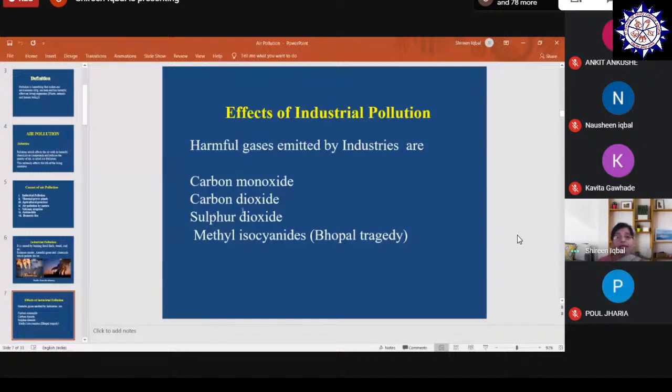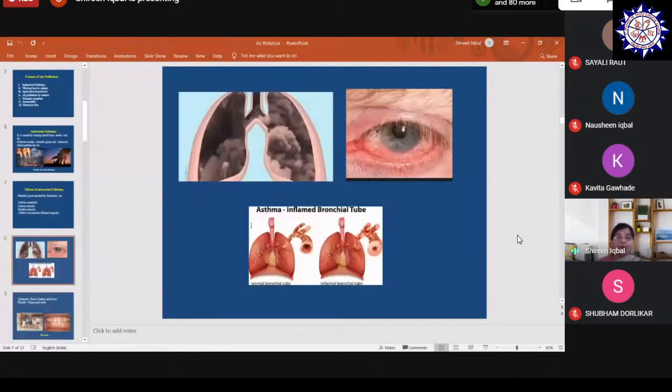Carbon monoxide, carbon dioxide, and sulfur dioxide. These are the poisonous gases which are emitted by the industries. So these gases accumulate in the lungs and completely block the respiratory tract, and the person is not able to breathe properly. Okay, and here in the second picture, it also affects the eyes. Here you can see the reddish and swollen eyes.